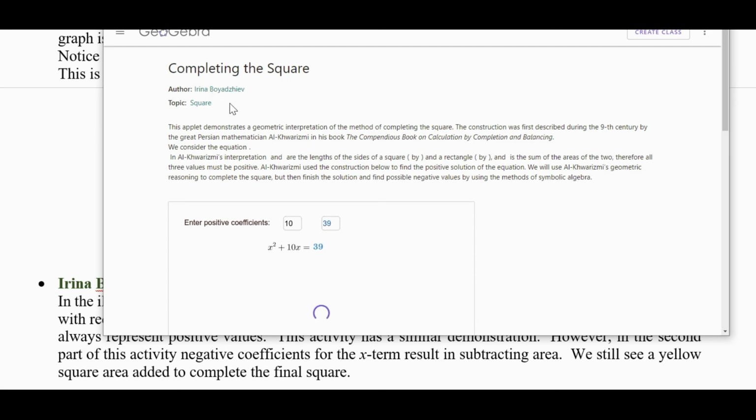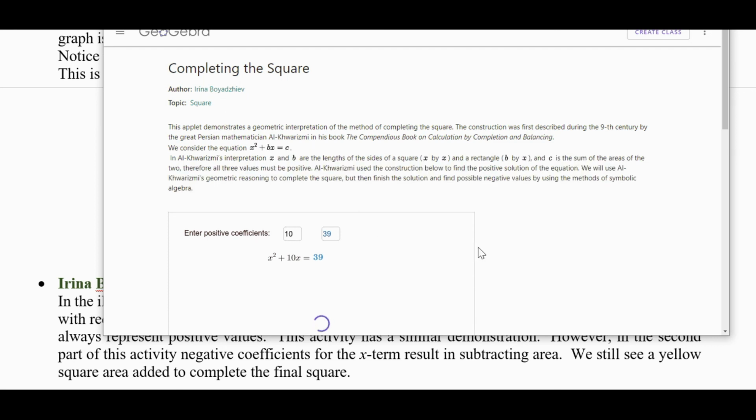Okay, thanks to these different people who have put these algebra applets together for us here.